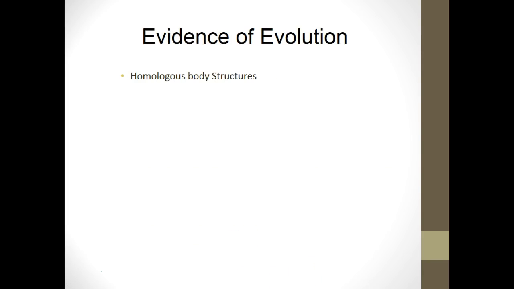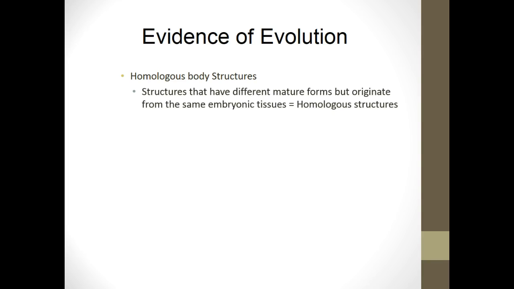We call these structures homologous body structures, and by definition, homologous body structures means that they have different mature forms but originate from the same embryonic tissues, like homologous chromosomes being from the maternal and paternal side, father or mother. We get a set of chromosomes, one chromosome number 1 from mom, one chromosome number 1 from dad. Those are homologous chromosomes because they contain the same genes. The genes might not necessarily be the same thing, but they are homologous nonetheless.